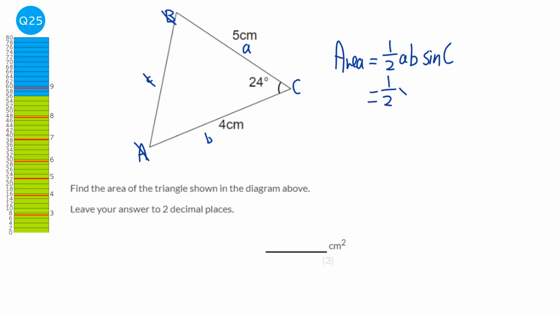And so we're going to do half times a, which I've said is 5, times b, which I've said is 4, times sine the angle, which is 24. And when you work that out, you get 4.067, and so on. And when we round that, we get 4.07.